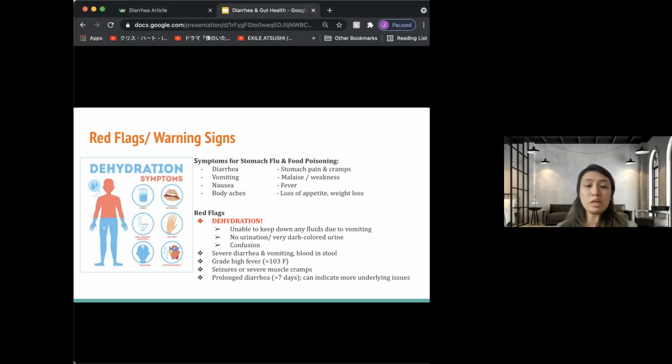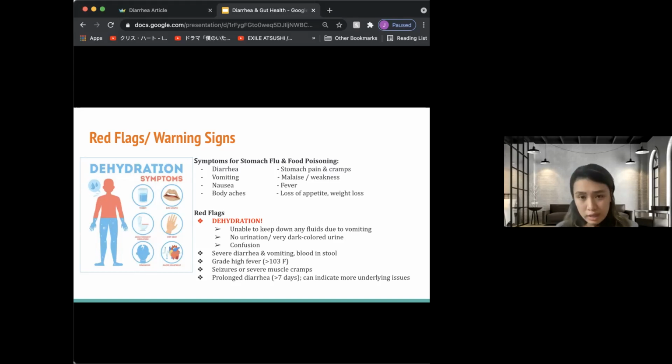But what are some major red flags that we should be worrying about? First is dehydration. A lot of the time, when we think about diarrhea, we don't really think about hydrating, but it's a very big thing because if you're unable to keep down any fluid from vomiting or diarrhea, it's hard to have a balance in the electrolytes in our body.